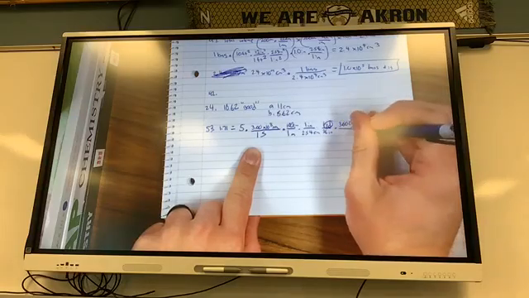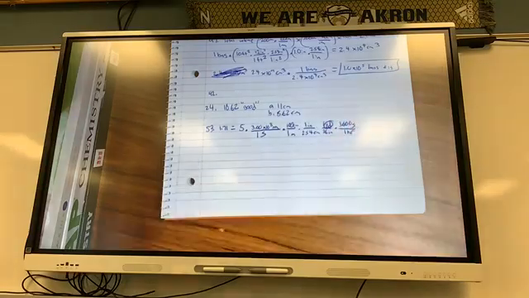I know that there is 3,600 seconds in 1 hour. If you want to make that 2 steps, I don't care. If you want to say that there's 60 seconds in a minute, 60 minutes in an hour, that's fine. This just saves a step. So I now have yards per hour, right? We good with that?